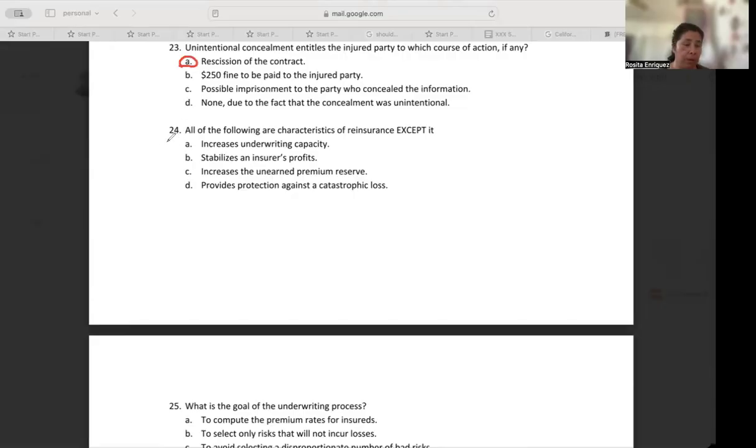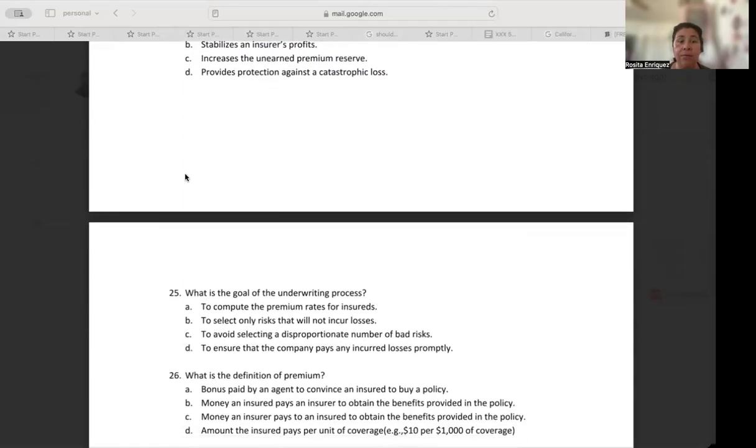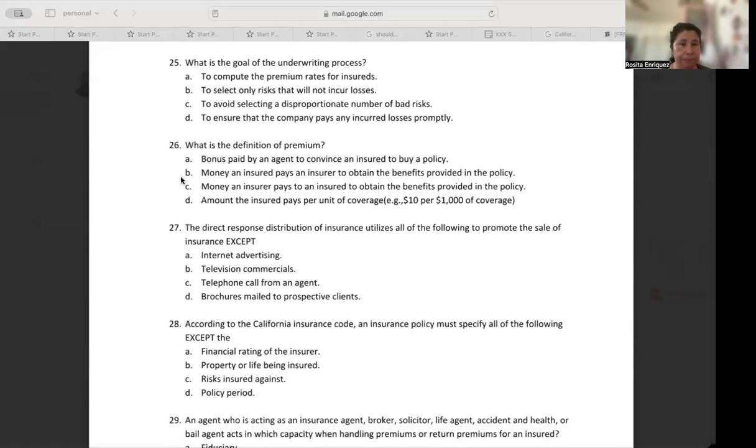For number 24, all of the following are characteristics of reinsurance. So all of them can be characteristics of reinsurance except C. It increases the unearned premium reserve. So that cannot be a characteristic. It cannot increase the unearned premium reserve. All right. So we're halfway. Let's go to number 25.